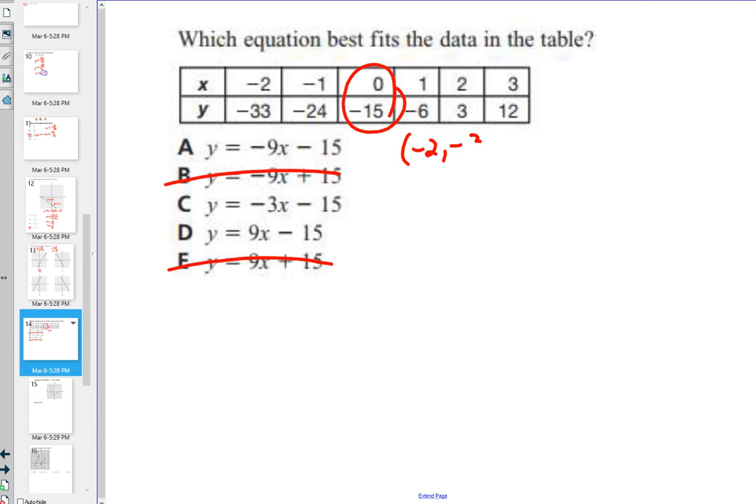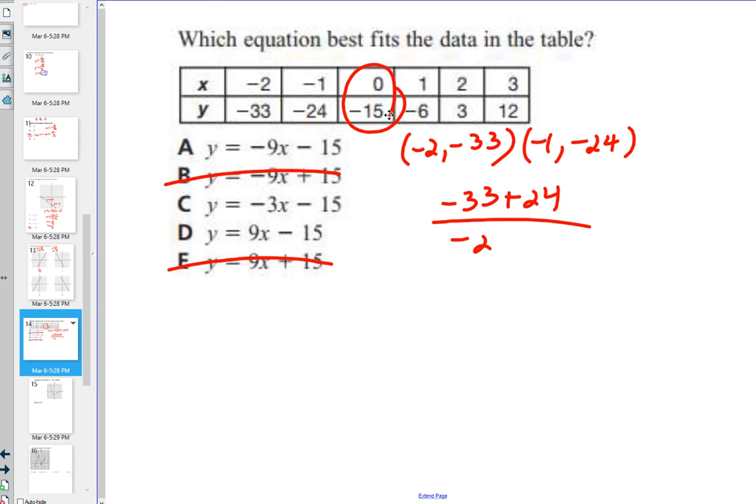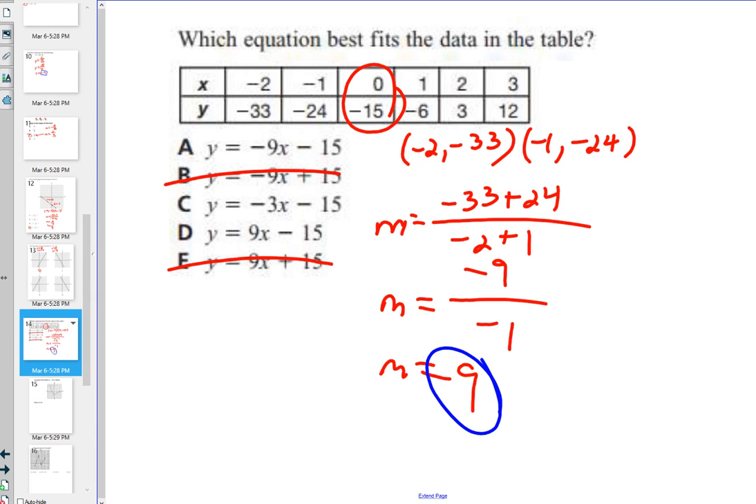He wants negative 2, negative 33, okay? And negative 1 and negative 24. Good enough. So negative 33 plus 24, negative 2 plus 1. The nice thing about picking 2 points that are next to each other is that on the bottom, where the run goes, you're either going to get a positive 1 or a negative 1. Here I get a negative 1. On the top, I get a negative 9. Negative 9 divided by negative 1 is positive 9. So which one of these has a slope of positive 9 and a y-intercept of negative 15? Right, Ferris?